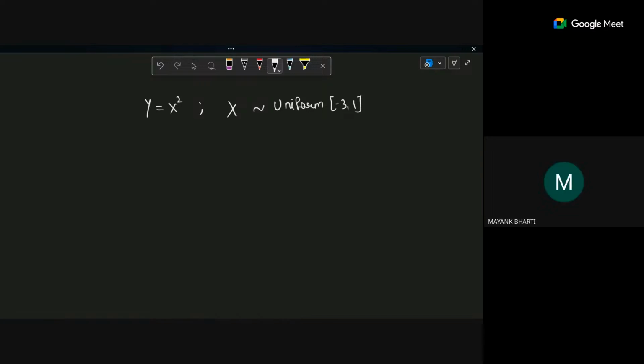Yes. If the function is monotonic and differentiable, then there is no need to go through this kind of stuff. See, here y is equal to x square is not monotonic on this given support, -3 to 1. If we change it from -3 to -1, then it will become monotonic. But you can't apply this kind of thing otherwise.